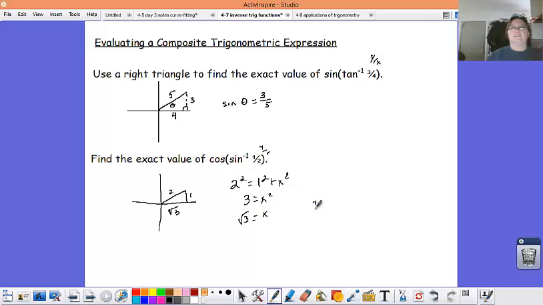Now we can say that the cosine of our angle is √3 over 2. And we use those inverse functions to do that.